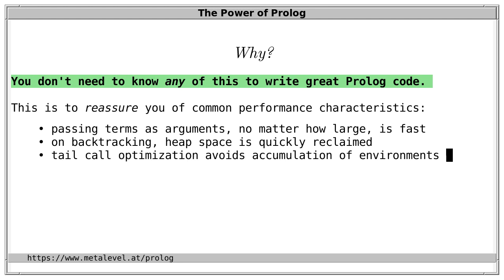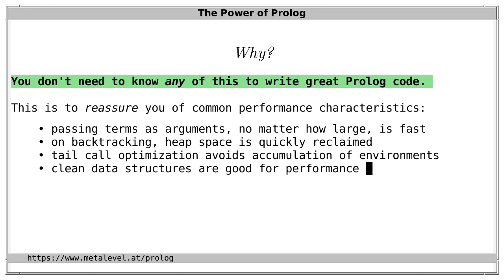Also, tail call optimization avoids accumulation of environments by deallocating the environment before the last goal of a rule is called. And this is possible if the environment isn't protected by a choice point, which means that clean data structures aren't only good for semantic reasons, but also good for performance, because they enable argument indexing. And that avoids redundant choice points. And that in turn allows tail call optimization.